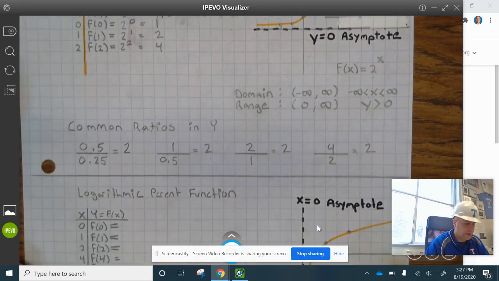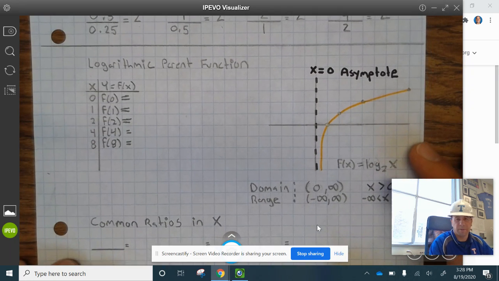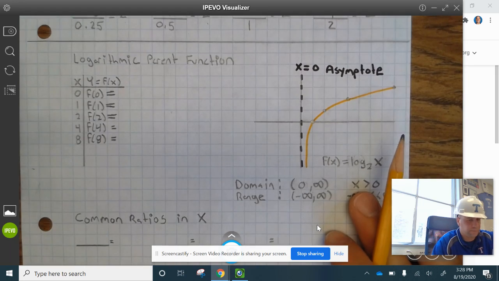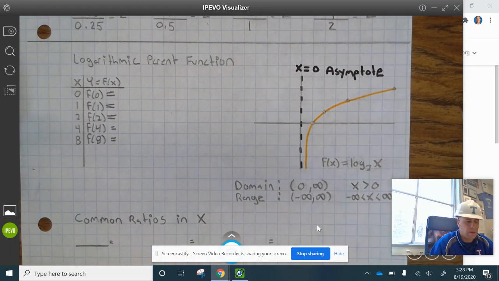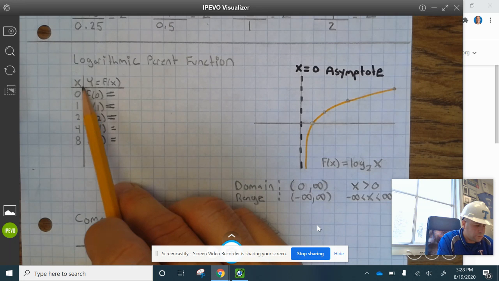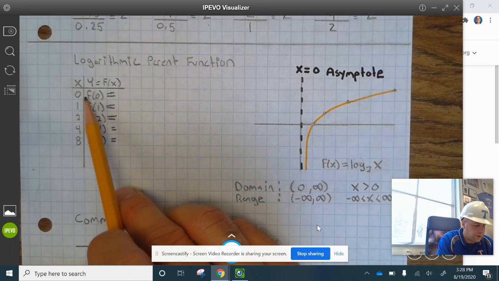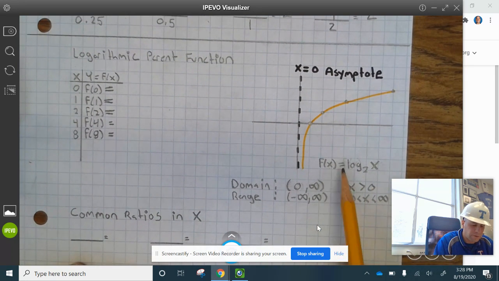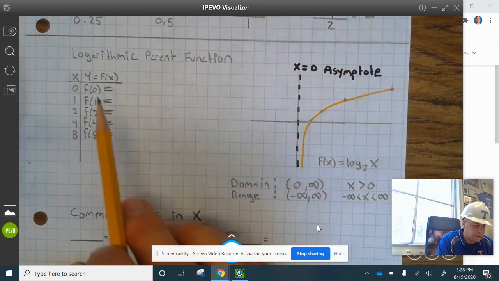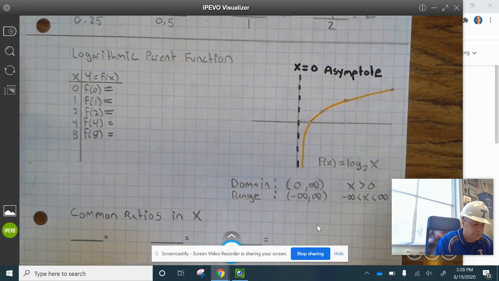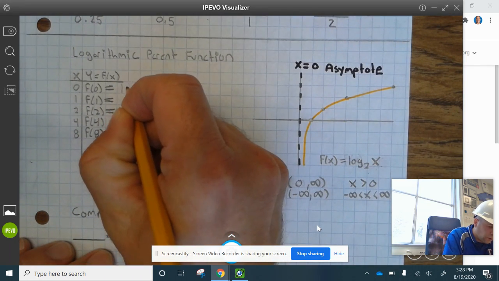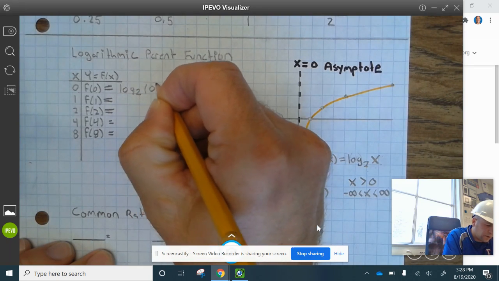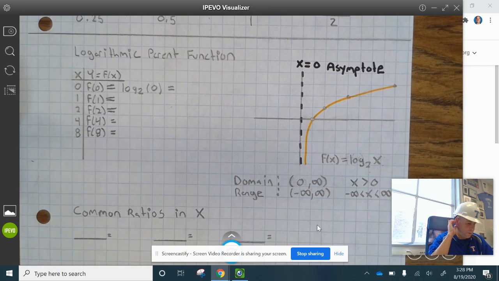All right, now let's take a look at the logarithmic parent function. So we have a table, x, and then y equals f of x. We have 0, f of 0. What we're talking about is the function f of x equals log base 2 of x. So we're going to plug in 0, 1, 2, 4, and 8 for x. So then that's log base 2 of 0 equals.